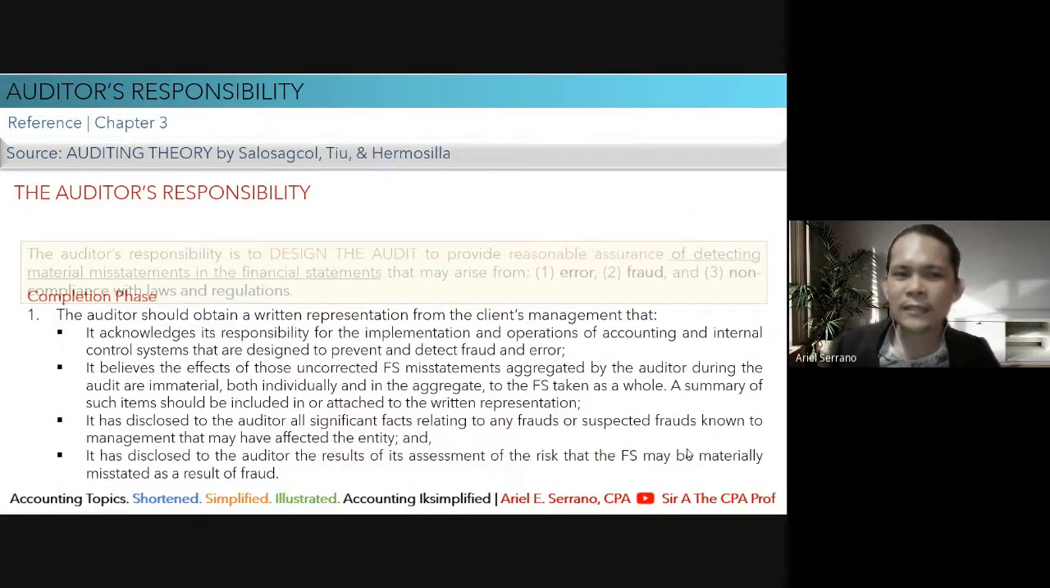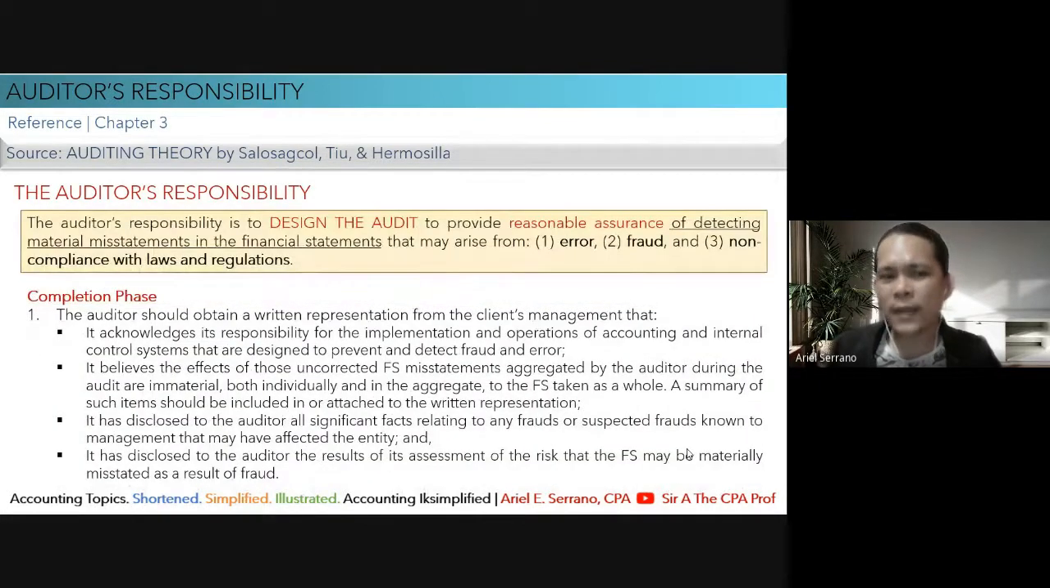Now, what else? Pagdating naman sa completion phase, the auditor should obtain a written representation from the client management. Ano yung kinakailangan natin sa management?